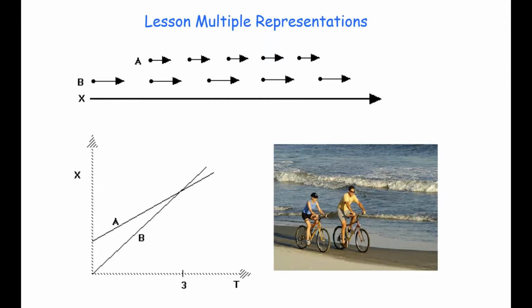This lesson is on multiple representations. And on multiple representations, we have an occurrence. So here is our occurrence, two bicyclists. Here is a motion map of our two bicyclists. And then here is a graphical representation of our two bicyclists. There's also a written explanation that we could use. And all of these come together as multiple representations.